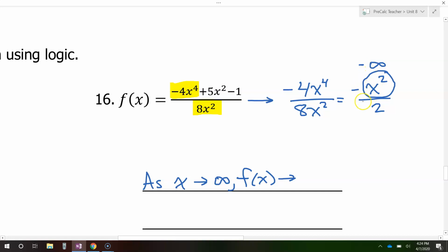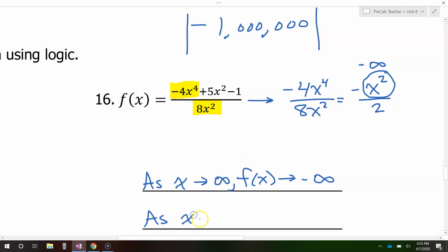Okay, well, technically negative 1 million is a very, very small number. But when I say large and small in this context, I'm thinking of the absolute value. All right, so anyway, we're going to be approaching negative infinity, because we're going to have a really big number, but then it will be negative. So negative infinity. All right, similarly, what happens as x approaches negative infinity?